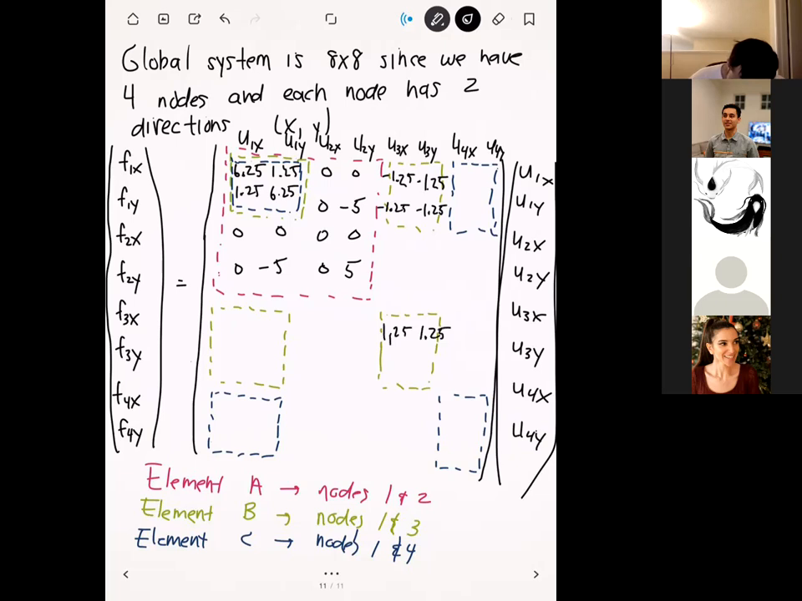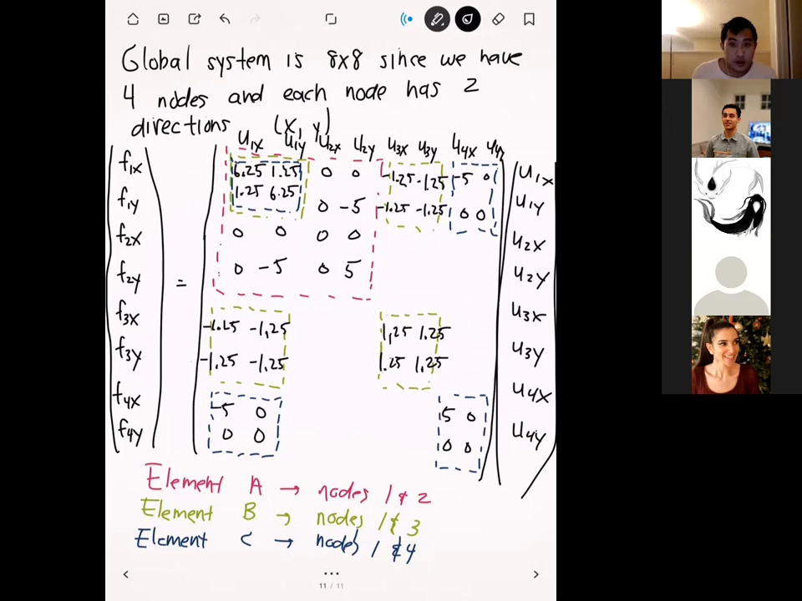Then down here, you're going to have 1.25, 1.25, 1.25, 1.25. And down here, you're going to have minus 1.25s. Right? So those are all the green blocks. And so now let's do all the blue blocks. So in the blue blocks, we have -5, 0, 0, 0, 5, 0, 0, 0, and then -5, 0, 0, 0.